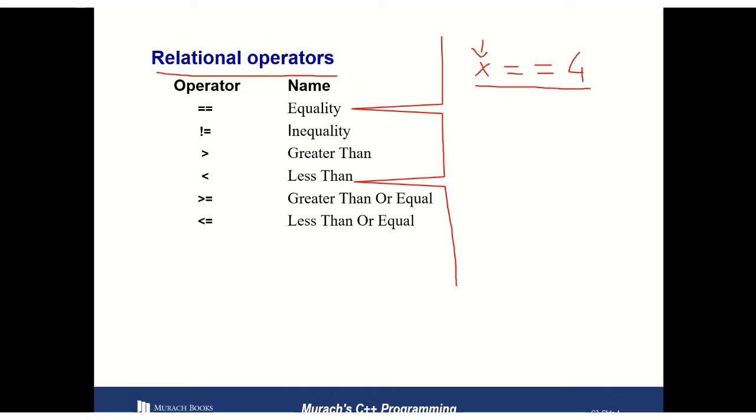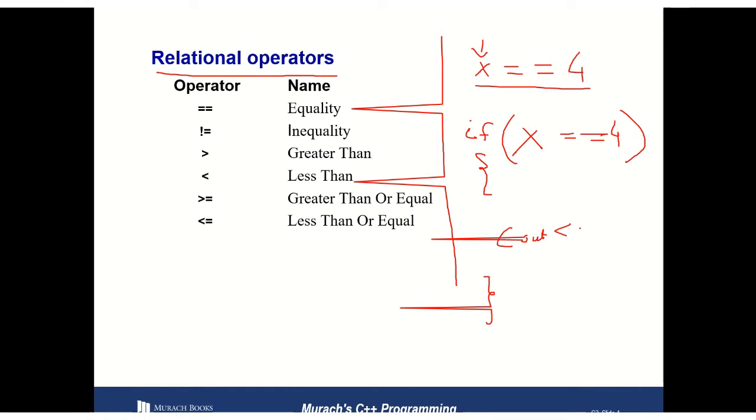Whenever you try to validate that, the syntax of the language is you write if, then you put a parenthesis, you write x equals 4, and then you put a curly brace, and then you end the curly brace, and you write some statement here. Let's say you write cout, and then you just write something. Let's say x is 4. This is an example.